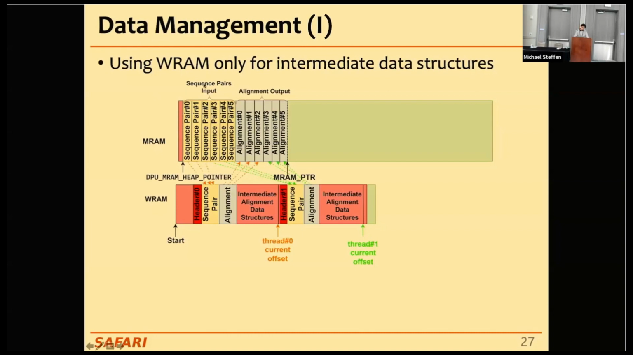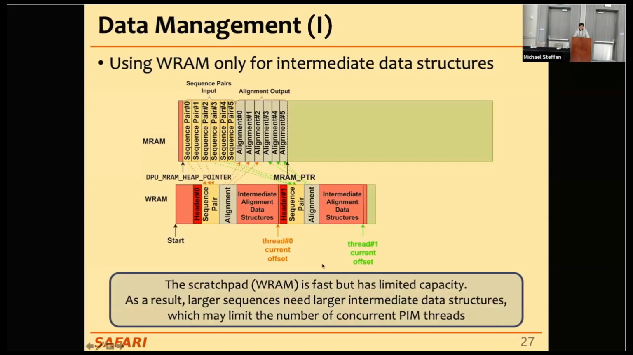In MRAM, in the DRAM bank, we find the sequence pairs that have been sent by the host and are going to be processed or aligned by the PIM threads, and also the alignment output. And observe that for the intermediate data structures, we only reserve a space in the WRAM, right? So the problem is that the size of this WRAM is of limited capacity, and at some point we might need to do something else because we don't have enough WRAM.